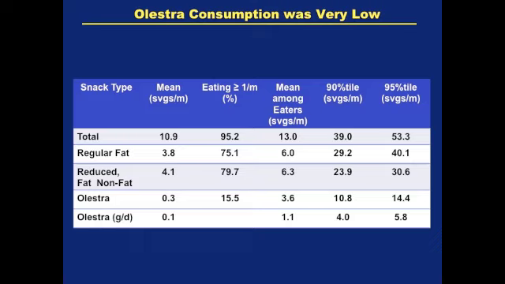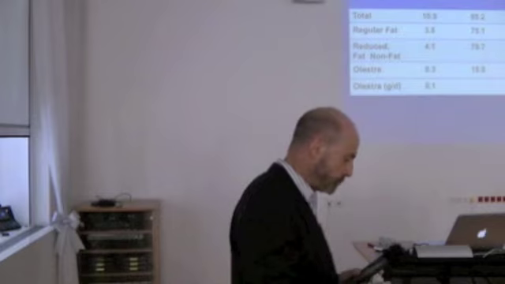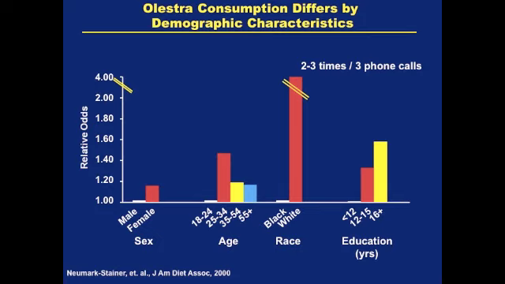So there was very low uptake, and you can compare that to other types of snacks, regular fat snacks and reduced fat snacks, where most people report eating them, and at much higher servings per month, 6 versus 1. And the people who chose to use these snacks were just about who you might guess would choose to use them. There were absolutely no surprises.